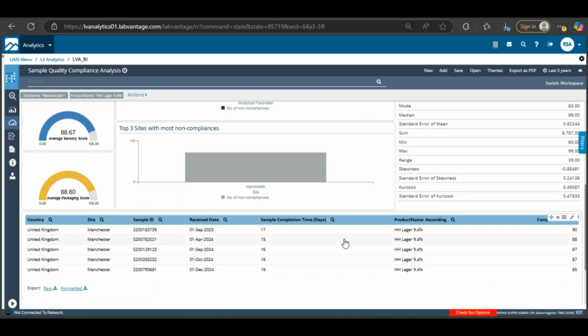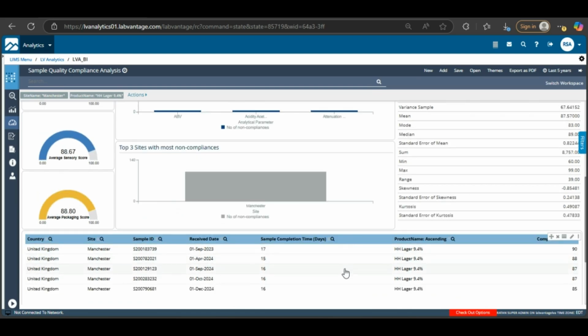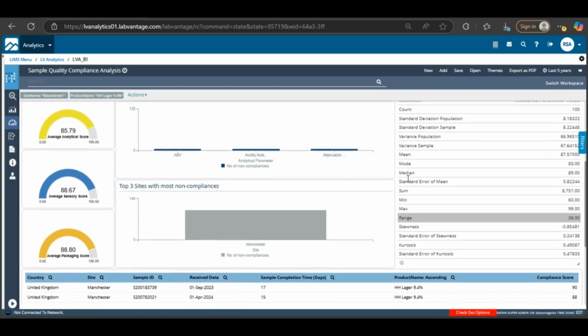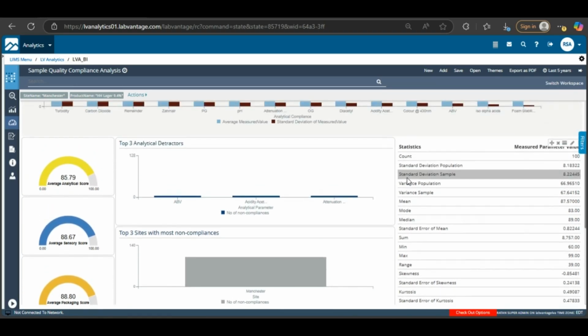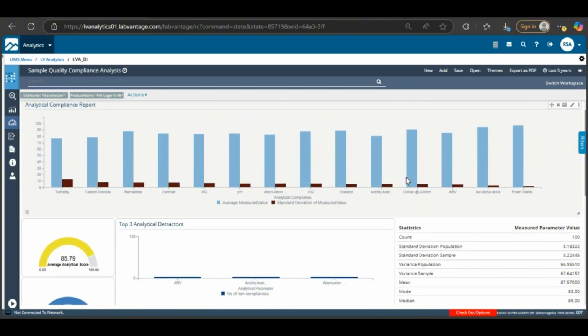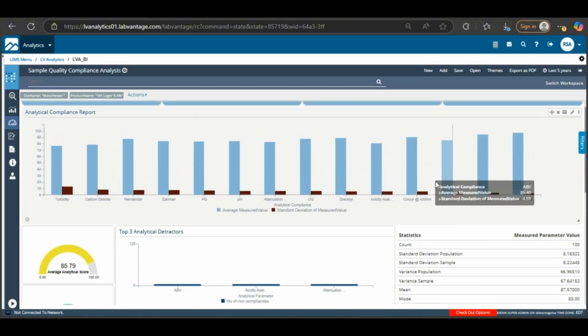The outcome? By spotting delays and non-compliance early, quality managers can take proactive steps, whether that's reallocating lab resources, adjusting workflows, or initiating corrective actions before the issue reaches the consumer.